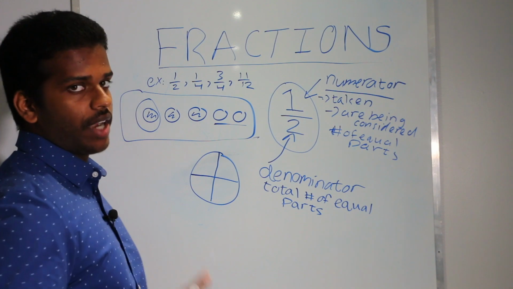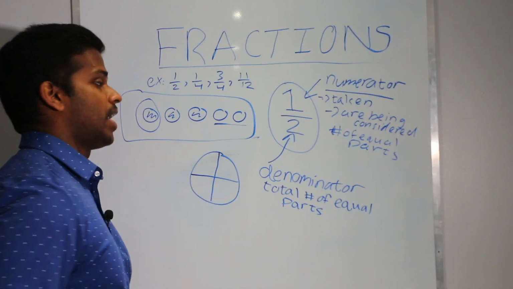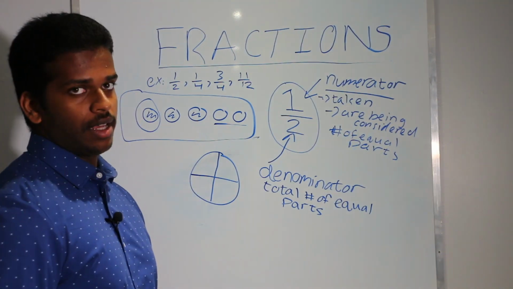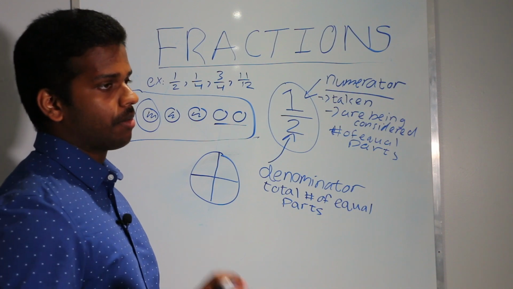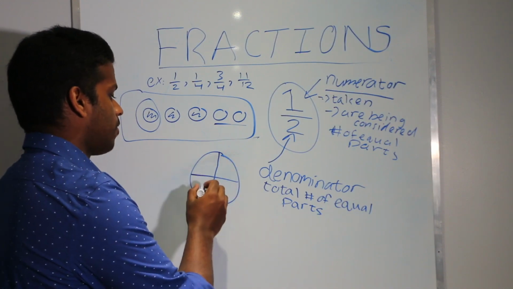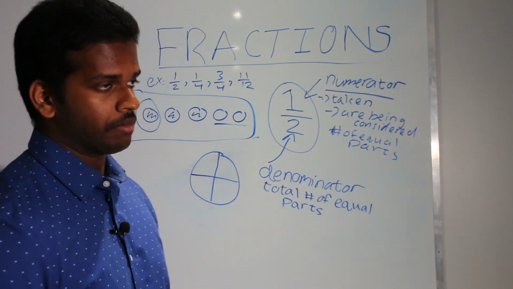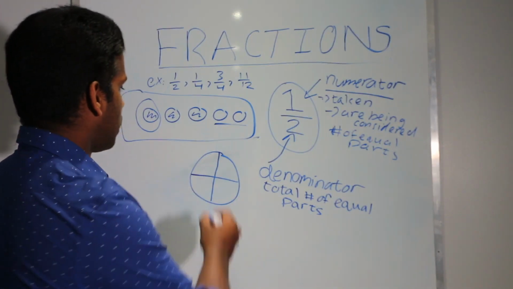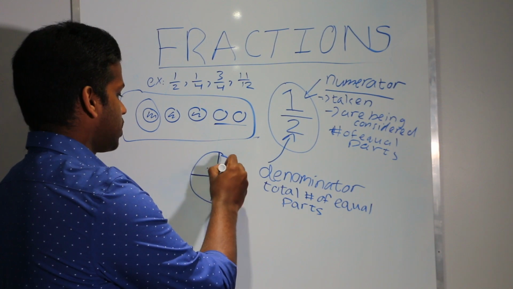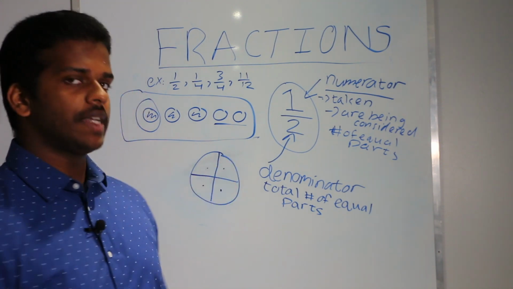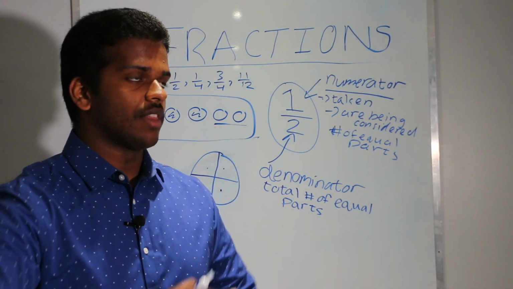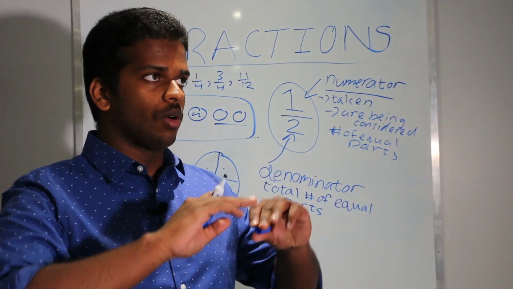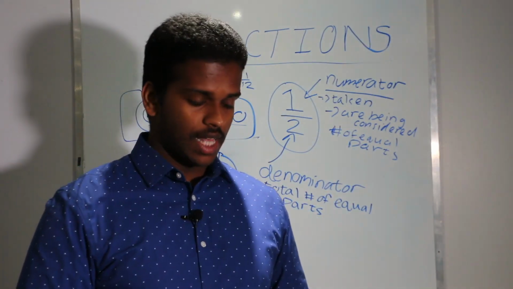Or we could consider an apple pie. Let's just say this is an apple pie. It's divided equally into 4 parts, one for you, one for your mom, one for your dad, and maybe one for your elder or younger sibling, for example. So each slice of pie would be considered as a fraction of the whole pie itself. So that's for whole.